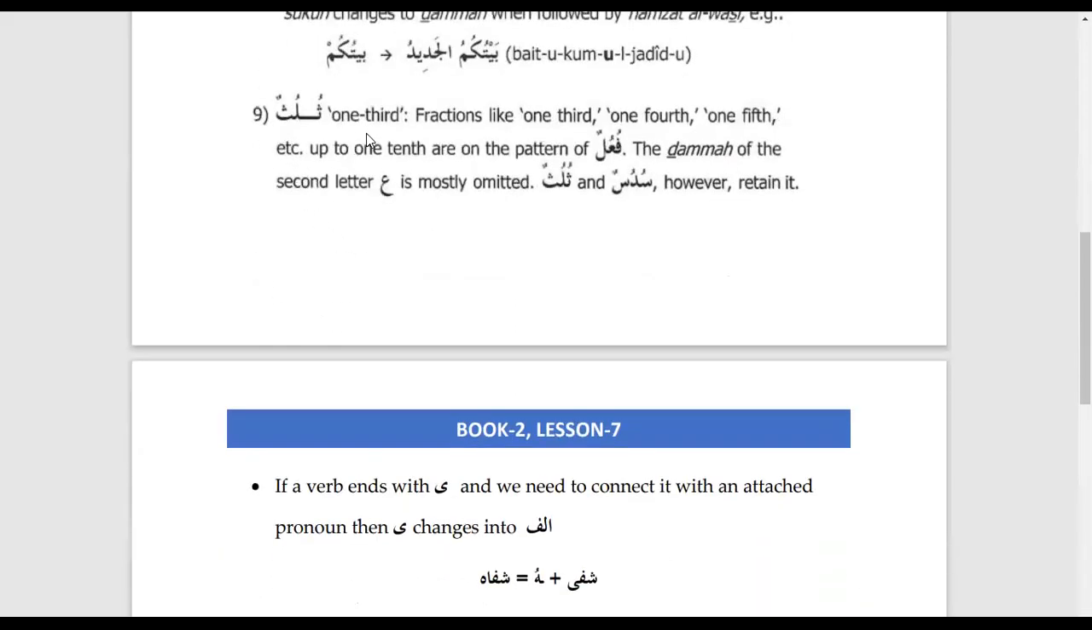Thuluthun is basically 1/3, the fractions that we say 1/3, 1/4, up to 1/9, 1/10. So the pattern that is used is thuluthun. Especially this pattern is used for number 3 and number 6, whereas for the rest, it is basically thuluthun, meaning that the ayn kalama will be sakin. Normally it is sakin, but for number 3 and number 6, normally it is not sakin.